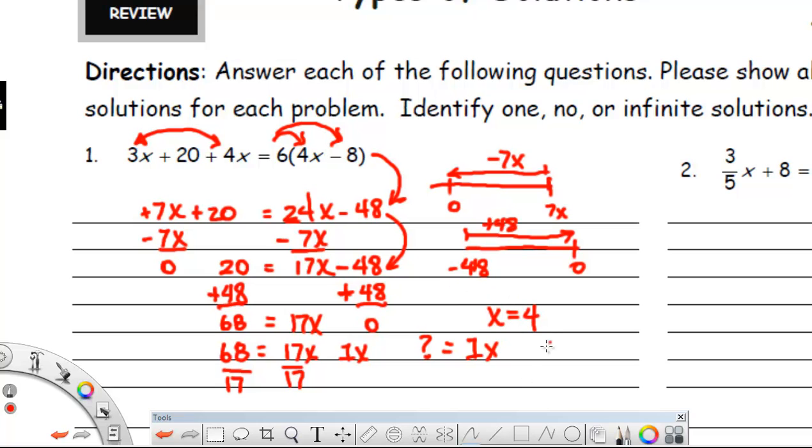So that is one solution. That's one of the things that we're supposed to do, identify if we have one, no, or infinite type of solution. So here we have one solution. Alright, that's it for problem number 1.